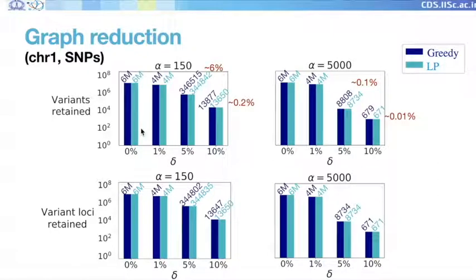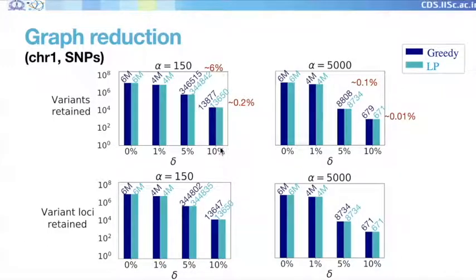On the left, upper left side, I'm showing you the count of variants retained, keeping the alpha fixed with 150 base pair. So this is for short reads, basically. And the delta is ranged from 0% all the way to 10%. So 0% basically means that no variants are removed. So this is actually showing that the original graph contains 6 million variants. But as I increase the delta value from 1% to 10%, note that the count of variants retained decreases fast because the y-axis is log scaled.